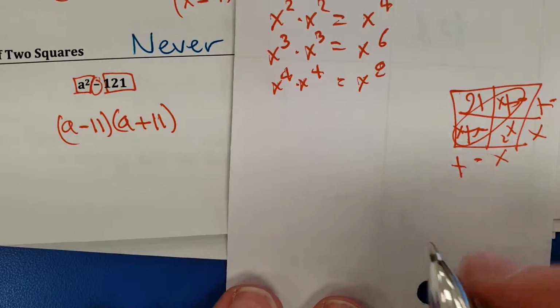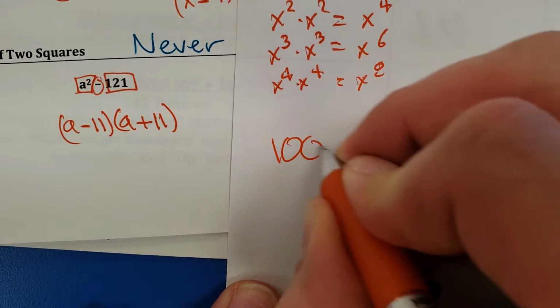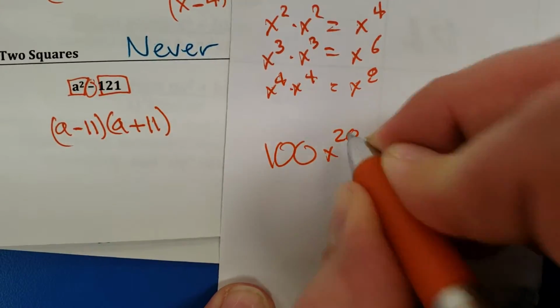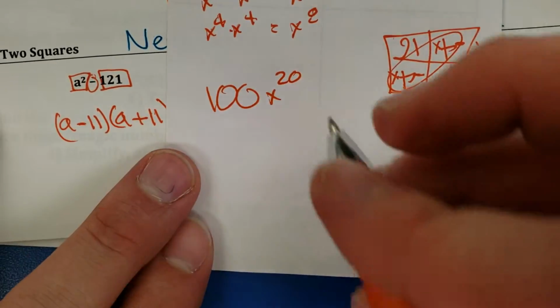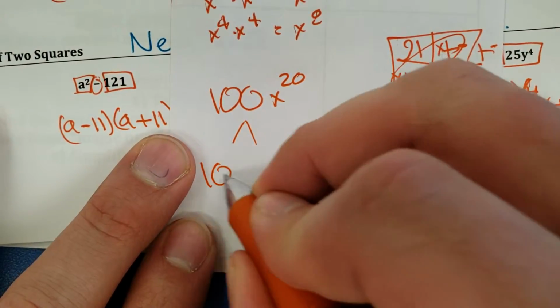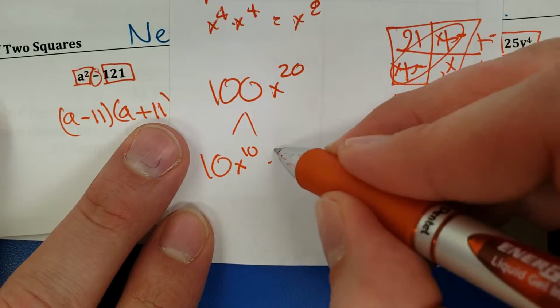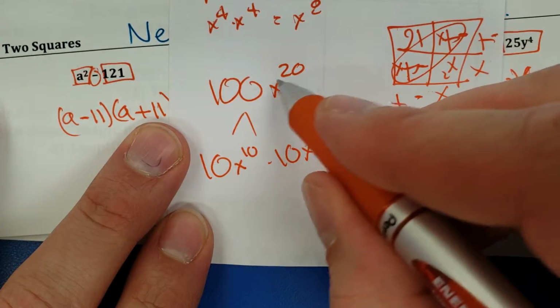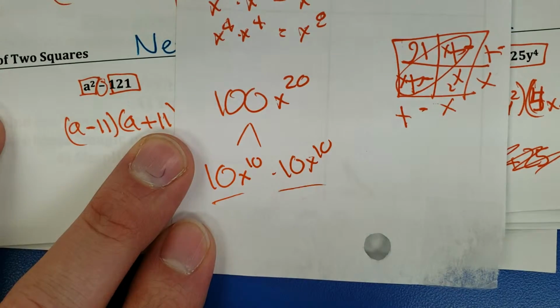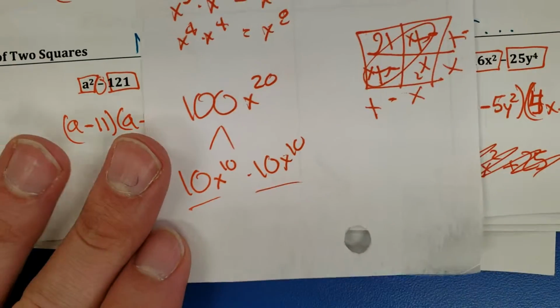Okay, so here's probably a super crazy one. 100x to the 20th power. Woof, that's a square. You know what that used to be? That used to be 10x to the 10 times itself. So there you go, 10x to the 10. Ooh, that's a square. How do I know it's a square? Look at this. Same sides.